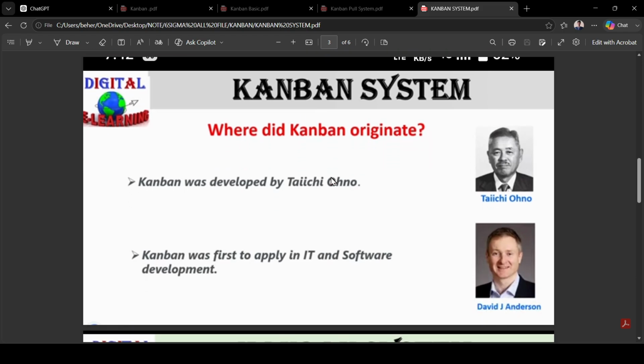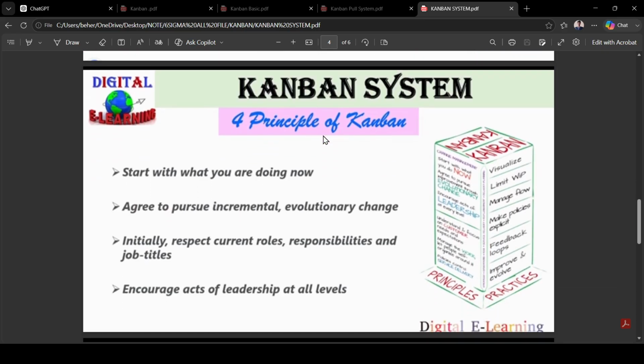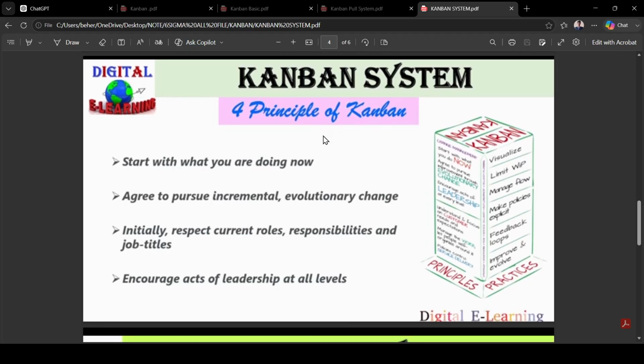Where did Kanban originate? Kanban was developed by Taiichi Ohno. Kanban was first applied in IT and software development. So now the four principles of Kanban. Remember these four principles, if this is better for your understanding.